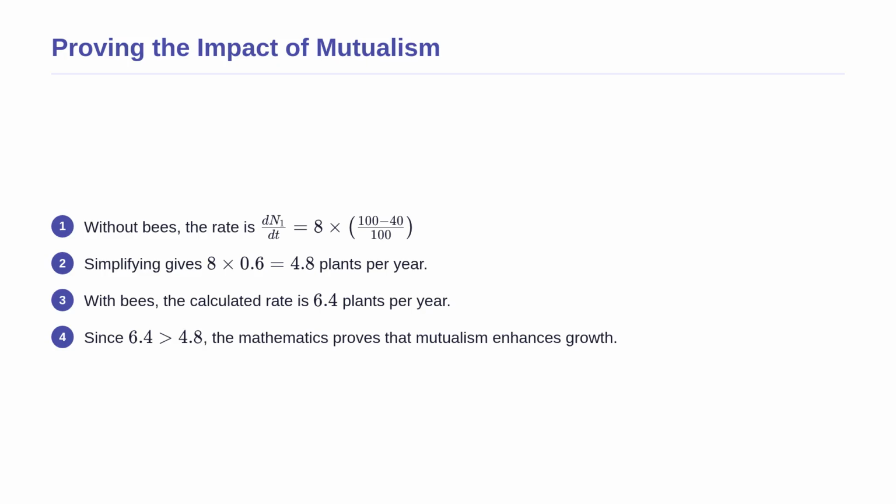Just as we did with competition, let us prove the impact of this mutualistic relationship. If the bees were completely absent, we would drop the interaction term. The plants would only grow at a rate of 4.8 plants per year. But thanks to the bees, they grow at 6.4 plants per year. This beautifully illustrates how mutualistic interactions enhance survival and reproduction. It proves mathematically that populations can thrive beyond their normal isolated limits, showing exactly why protecting pollinators is so vital.